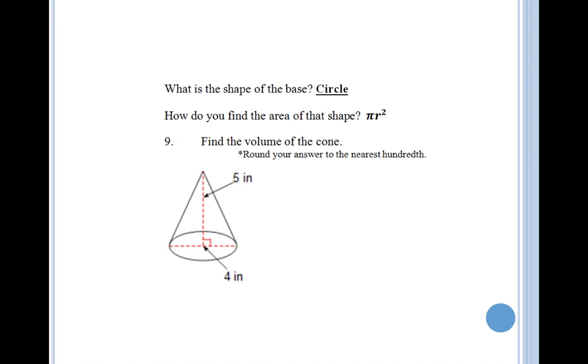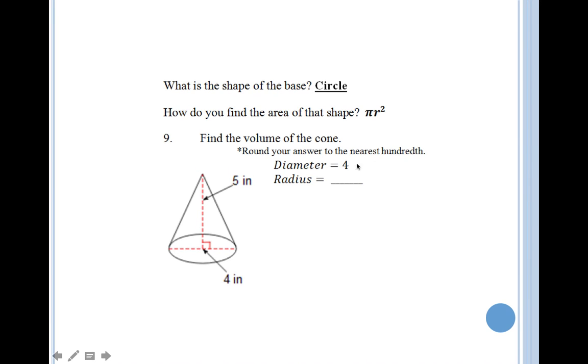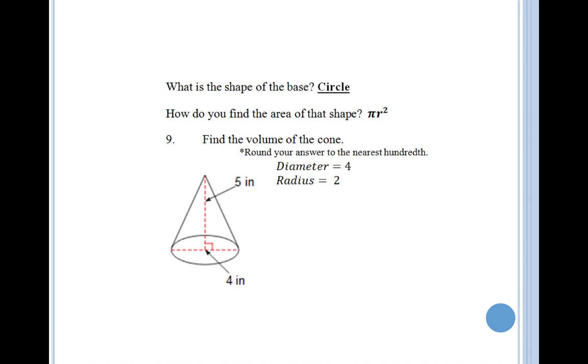However, you've got to look at what it's given us. If you look at this bottom, you see this line. It goes all the way through and it goes through the center. This is the diameter here. So it's not the radius, it's the diameter. But in our formula, we need the radius. So diameter is 4. In order to find the radius, cut it in half. Divide it by 2. 4 divided by 2 is 2. That means my radius, or half of this, is 2.